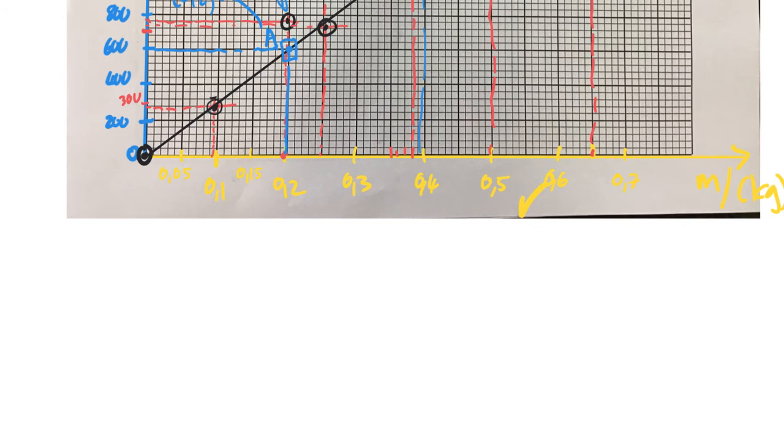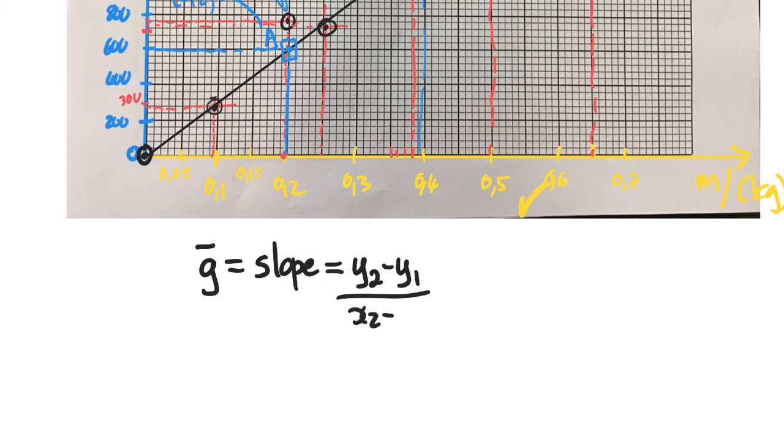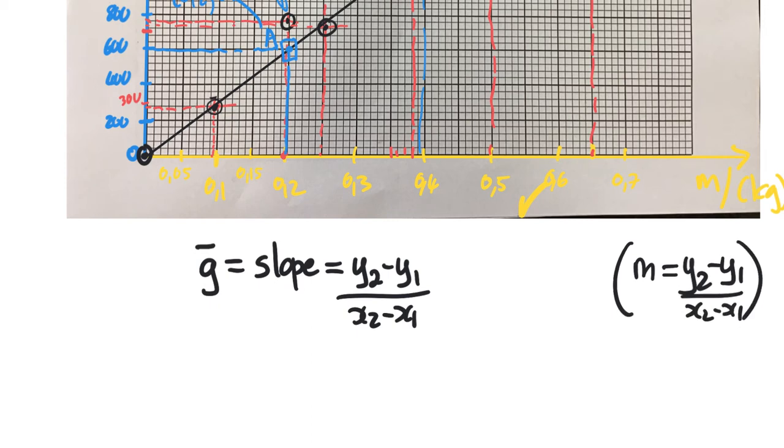So what we do is we write down that the average gravitational constant, and this is important, is the slope. We are going to use the slope as rise over run, y2 minus y1 over x2 minus x1. By the way, in mathematics they use m equals y2 minus y1 over x2 minus x1, and that m is not the mass, that's the symbol for gradient in mathematics.